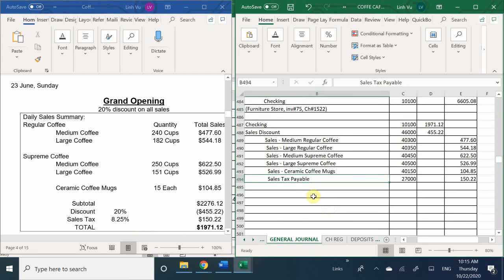And then we're going to put the description: grand opening 20% discount, in-store sales. Good.